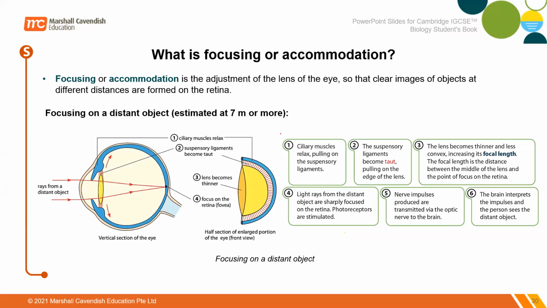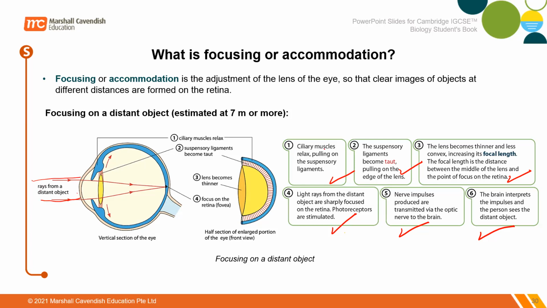Let's start with the first step, and that's what I want you to write in the exam: six points. Number one, if the object is really far, rays of light from a distant object come in parallel rays. We have an equal difference between a distant object and nearby objects.